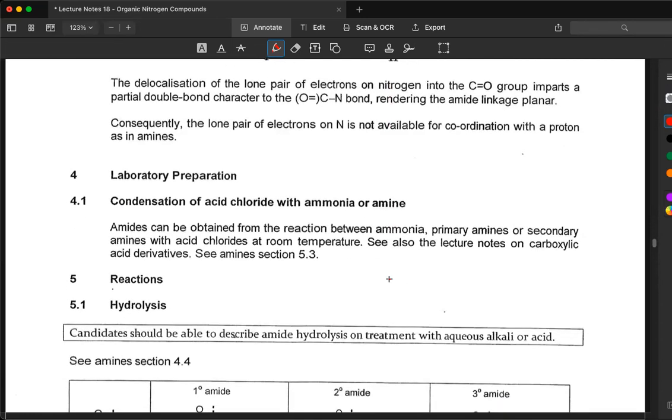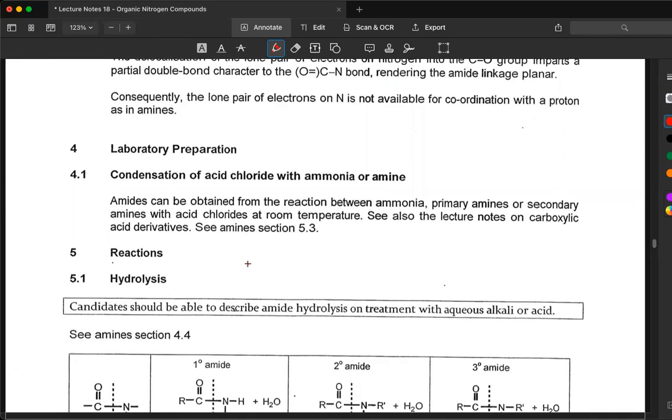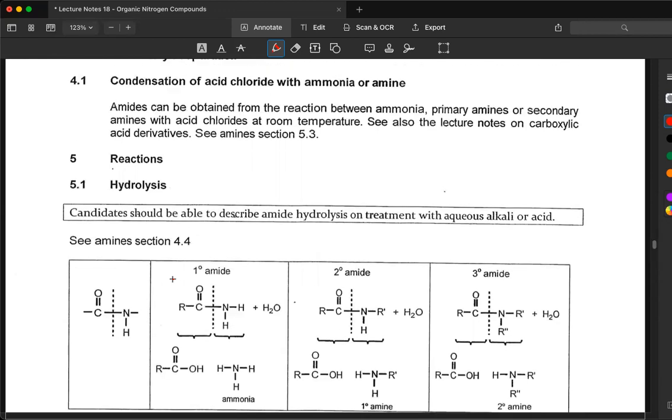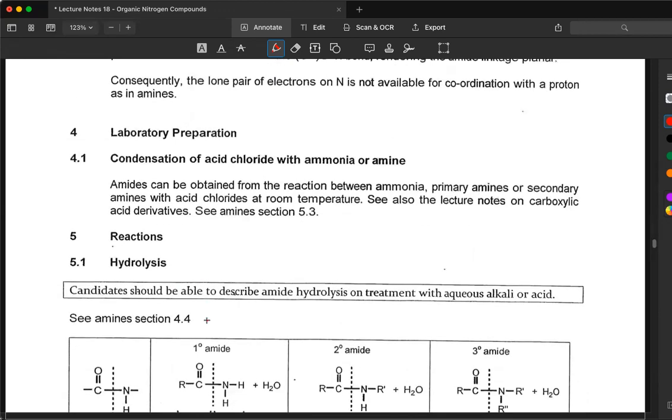We can form amide by condensation of acid chloride with ammonia or amine. The amides can be obtained from the reaction between ammonia, primary amine, or secondary amine with acid chloride at room temperature. This is what we have covered under the reactions of carboxylic acid just before this. All right, how to prepare amide.